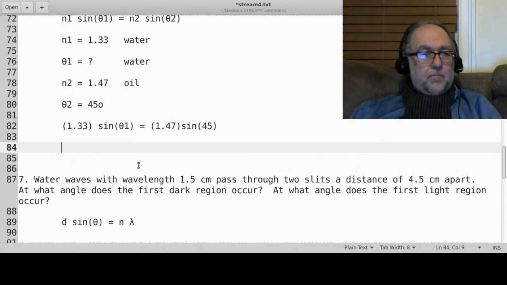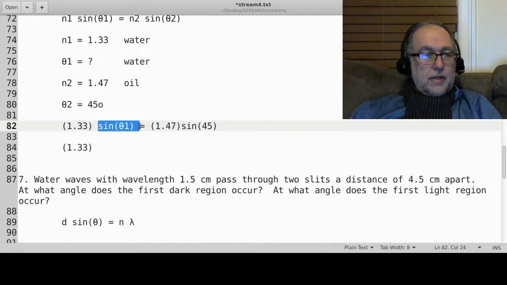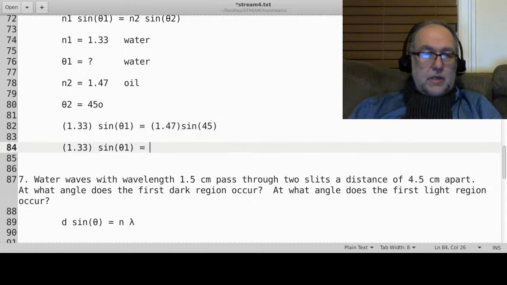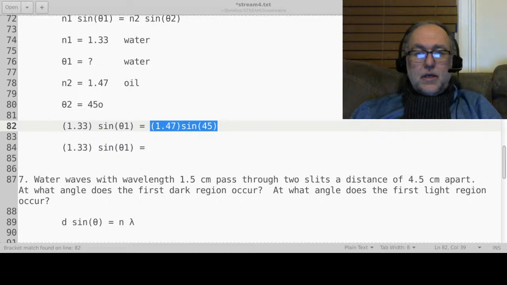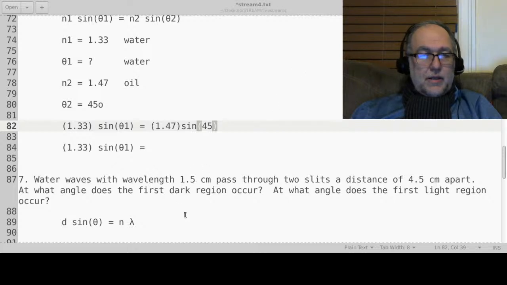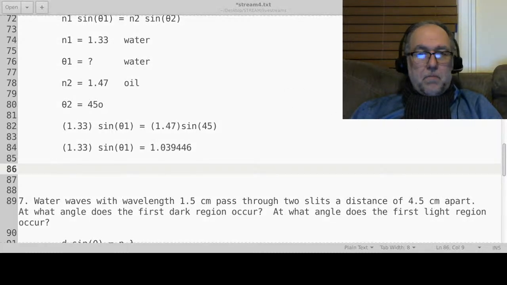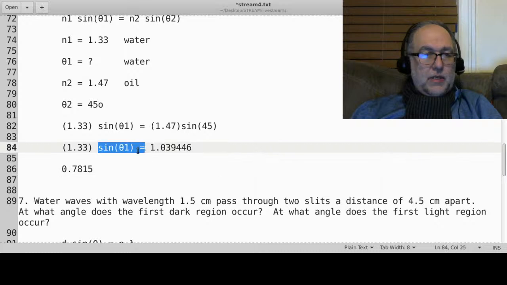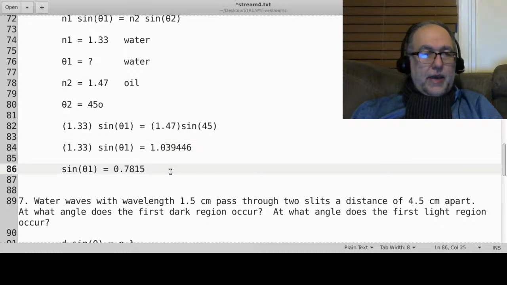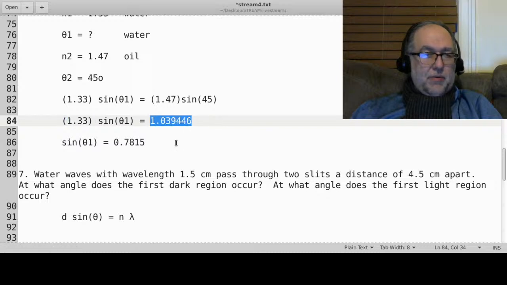And so that equals, on this side you will get, let me grab a few more decimals here. Then divide both sides by 1.33. So I get that sine of theta 1 is equal to that. What did I do? I just took 1.33 and divided both sides by it.